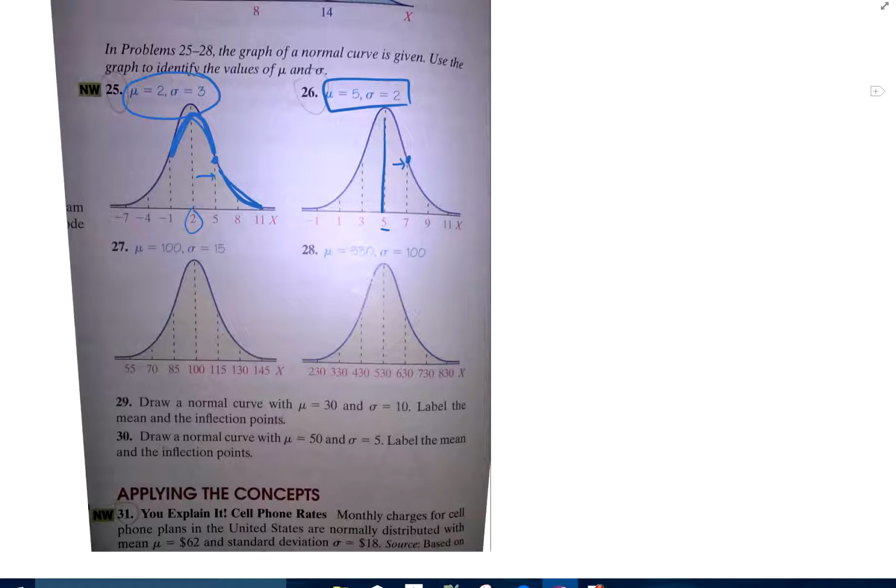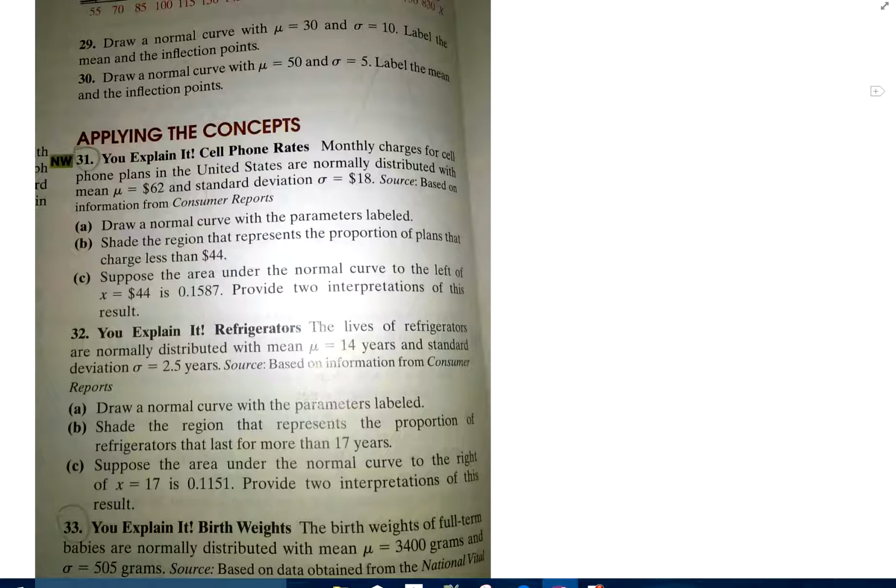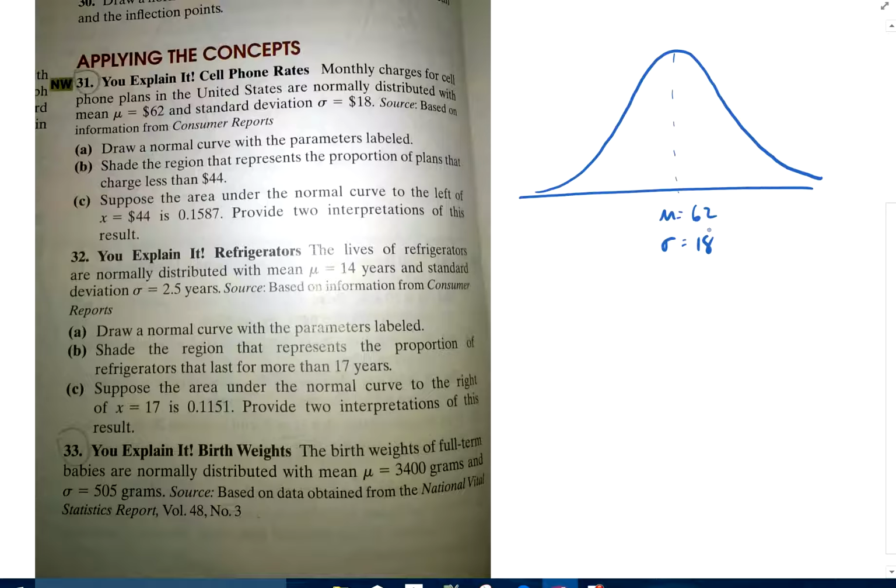Okay, let's do 31. We've got cell phones that are normally distributed with a mean of 62, standard deviation of 18. I know it's a normal curve. Always draw it: mu is 62, standard deviation is 18, and A is draw the normal curve. There you go. So that's A.